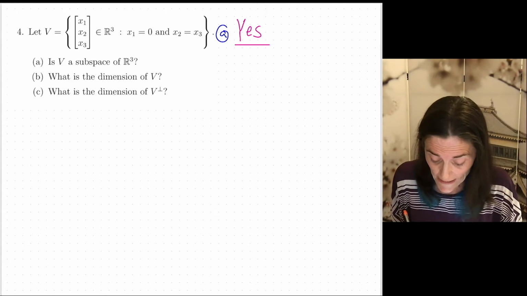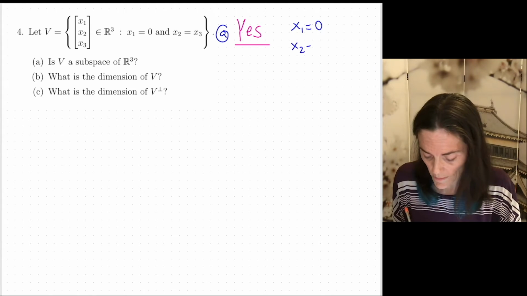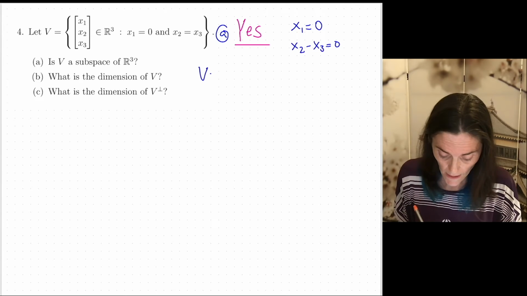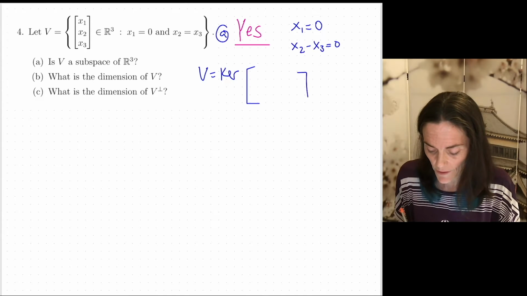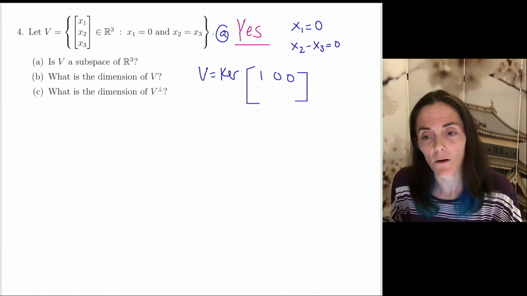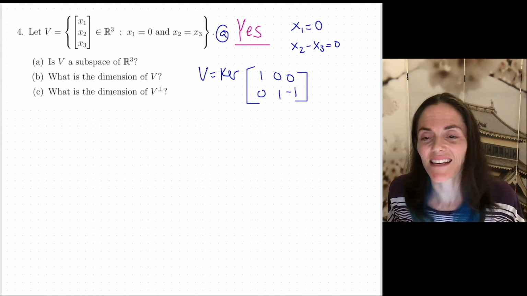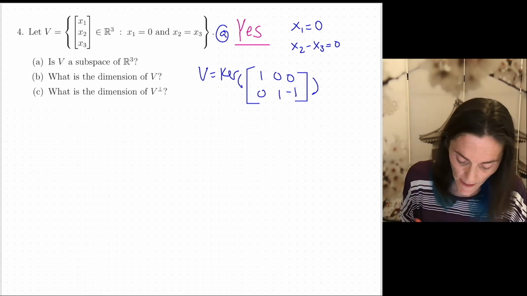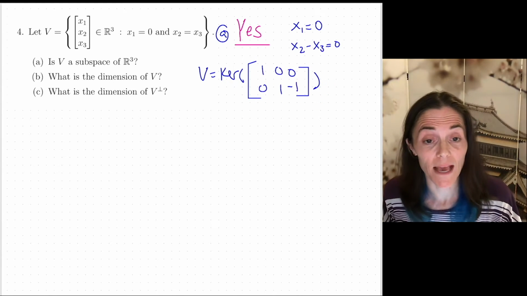So I can rewrite these conditions as x1 is 0, and then say x2 minus x3 is 0. And you notice that V is the kernel of a matrix. Okay, once again, we have a kernel of a matrix. The matrix is here. This says x1 is 0, and then here, this says x2 minus x3 is 0, right? You can think about these equations and what they say. So that's our justification. In fact, we have a subspace.